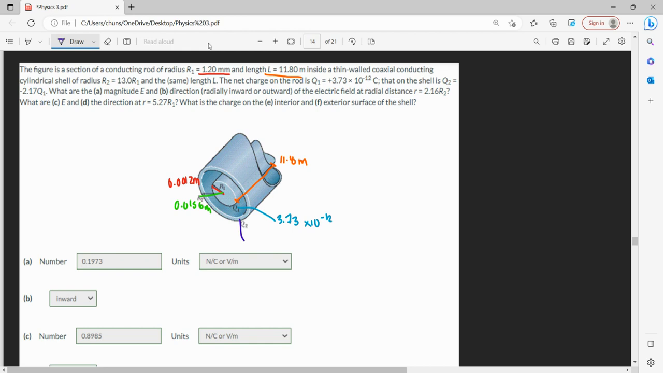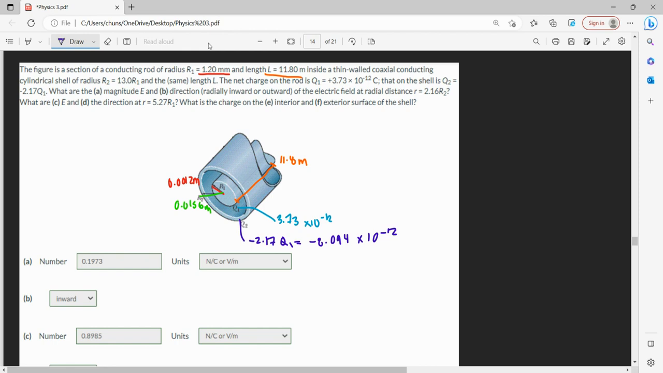to negative 2.17 Q1, which is equal to 3.73 times 2.17, and that is negative 8.094 times 10 to the negative 12.